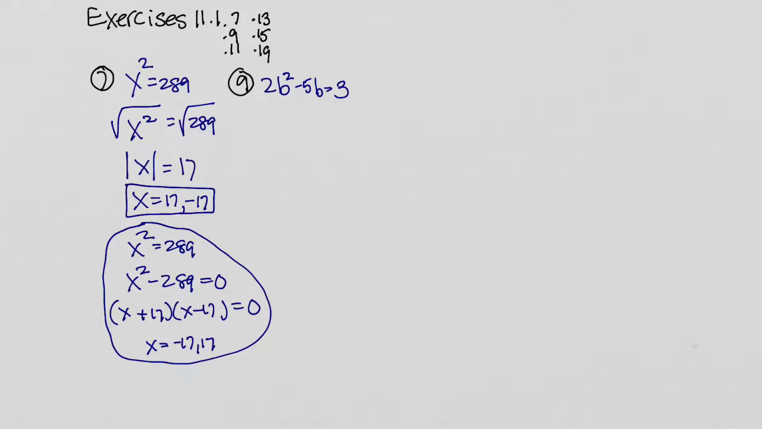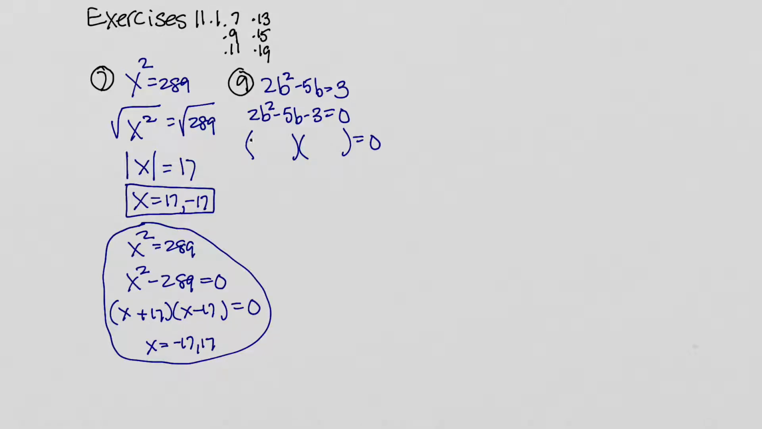In this problem, number 9, we're again supposed to use the zero factor property to solve this equation. So it's quadratic, right? We've got a squared term, so I'm going to get everything on one side, 0 on the other. So I'll subtract that 3. This will give us 2b squared minus 5b minus 3 equals 0. Let's factor. Write our parentheses, don't forget the 0.